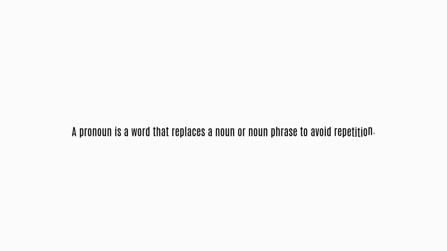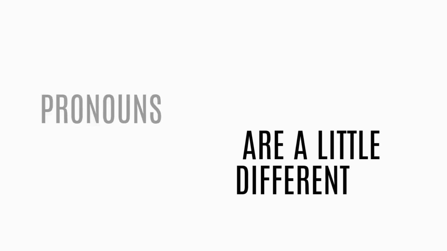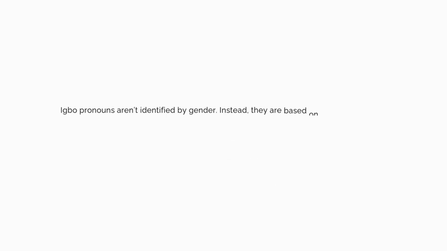So now, let's talk a little bit about pronouns. But what exactly is a pronoun? A pronoun is a word that replaces a noun or phrase to avoid repetition in a sentence. We use a lot of different pronouns in English, like he, she, they, it, them, us, and you all. But in Igbo, we use pronouns just a little bit differently. But how specifically? Well, Igbo pronouns aren't identified by gender, but instead based on the function or the person or people being referred to.